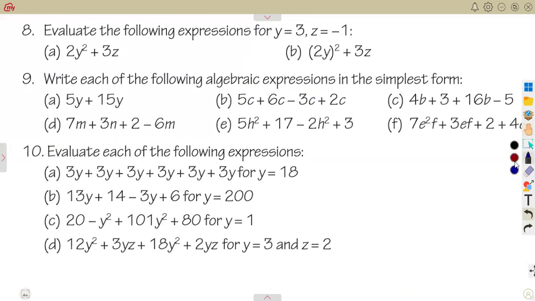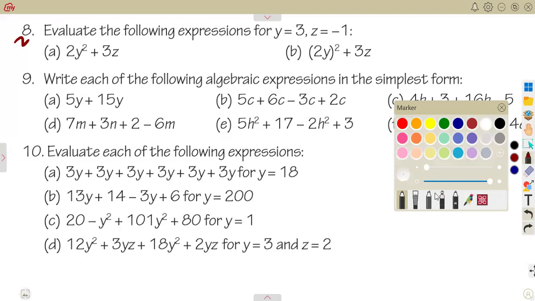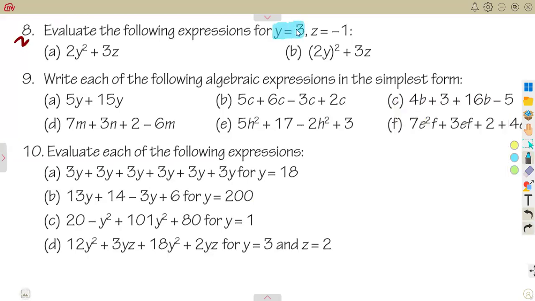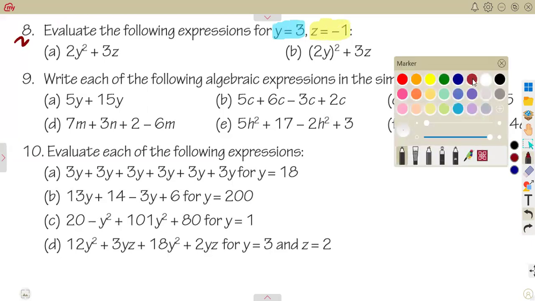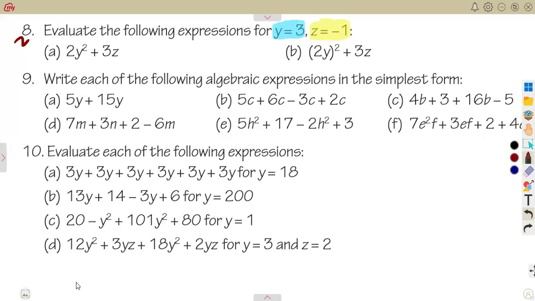Then number 8, it was to evaluate the following expressions for y equals 3, z equals minus 1. So you are given a value representing y and a value representing z. So how are we going to evaluate these? We must substitute the value of y that we are given and the value of z that we are given. So the first part, that is 8a, that is 2y squared plus 3z.